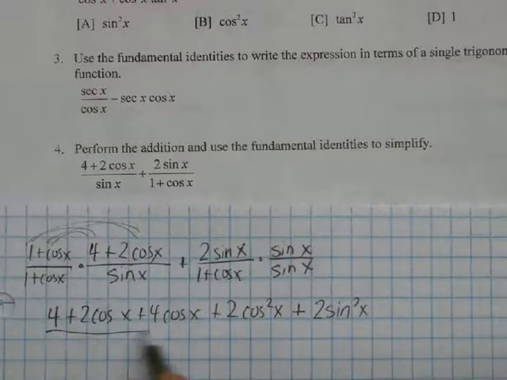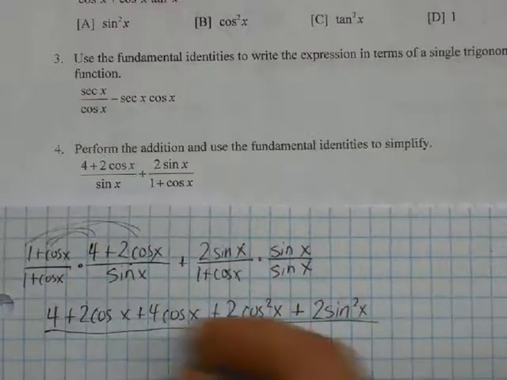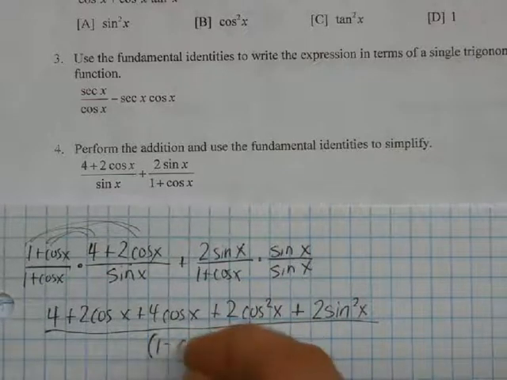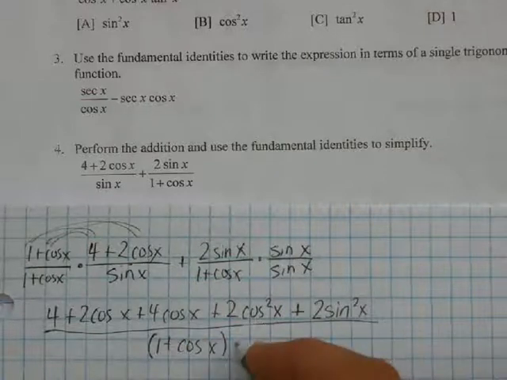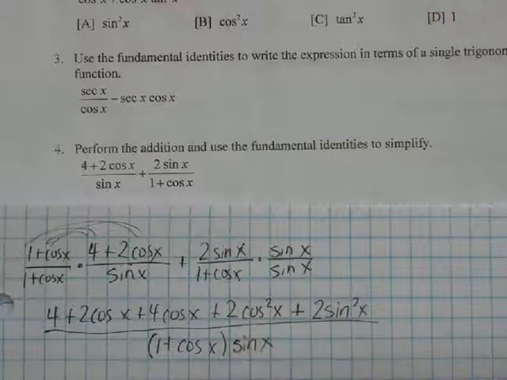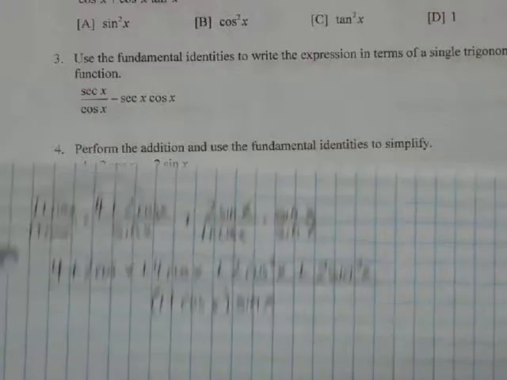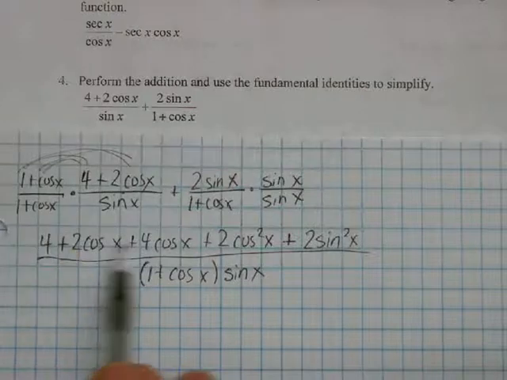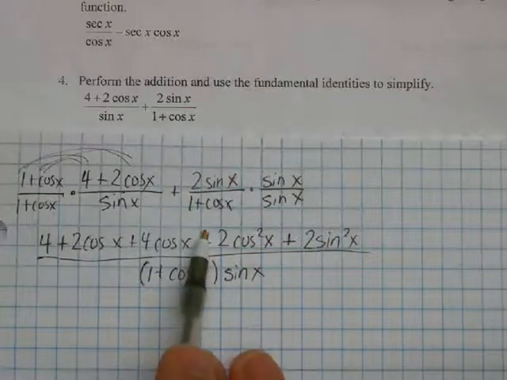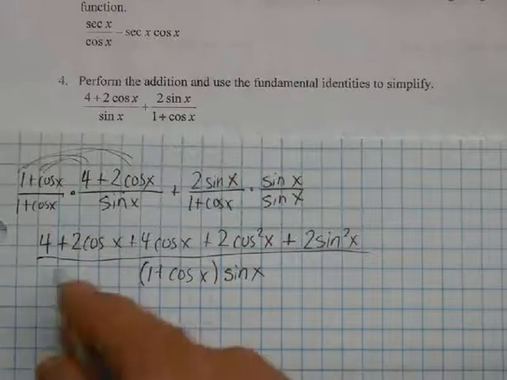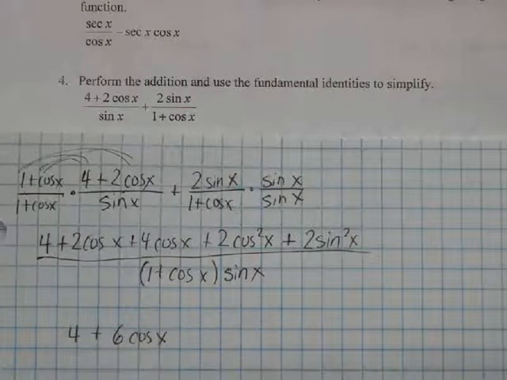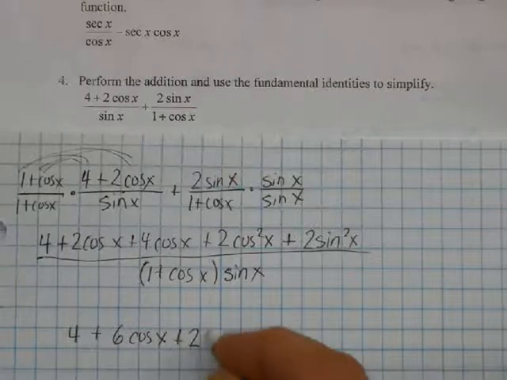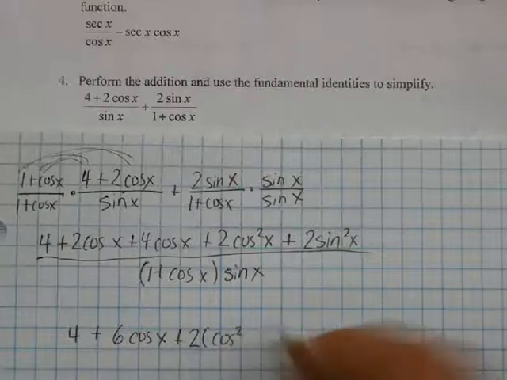Now, I can write these as one fraction because I have a common denominator. At this point, it might be tempting to multiply the 1 plus cosine x times the sine x. I'm just going to leave it in factored form. So is there anything we can combine up here? Well, I see that I can combine the 2 cosine x and the 4 cosine x as 6 cosine x.